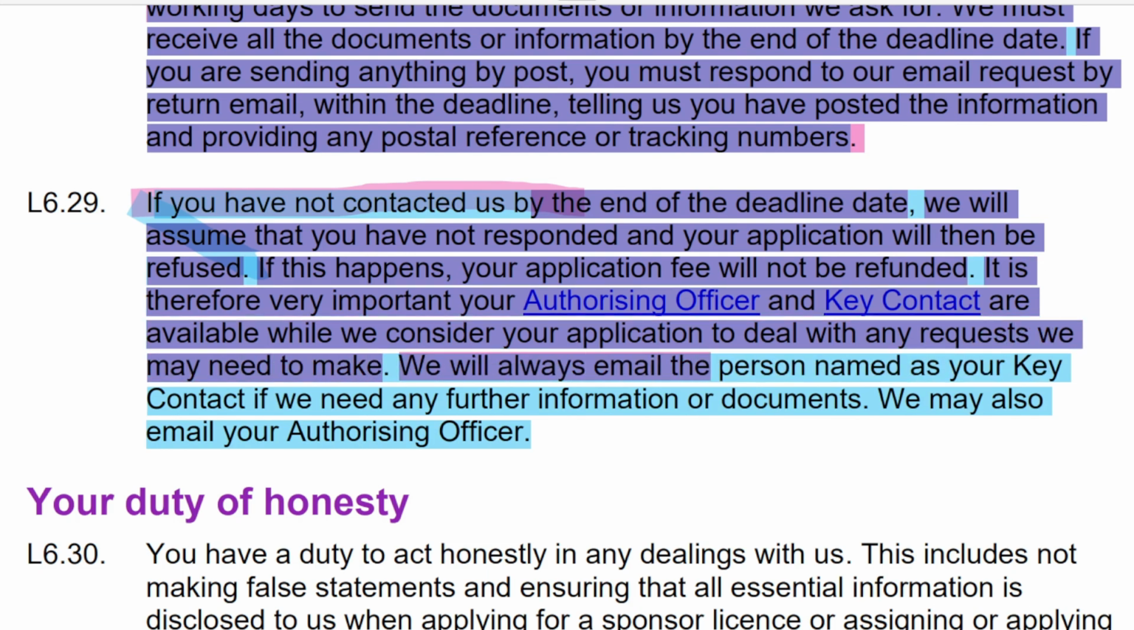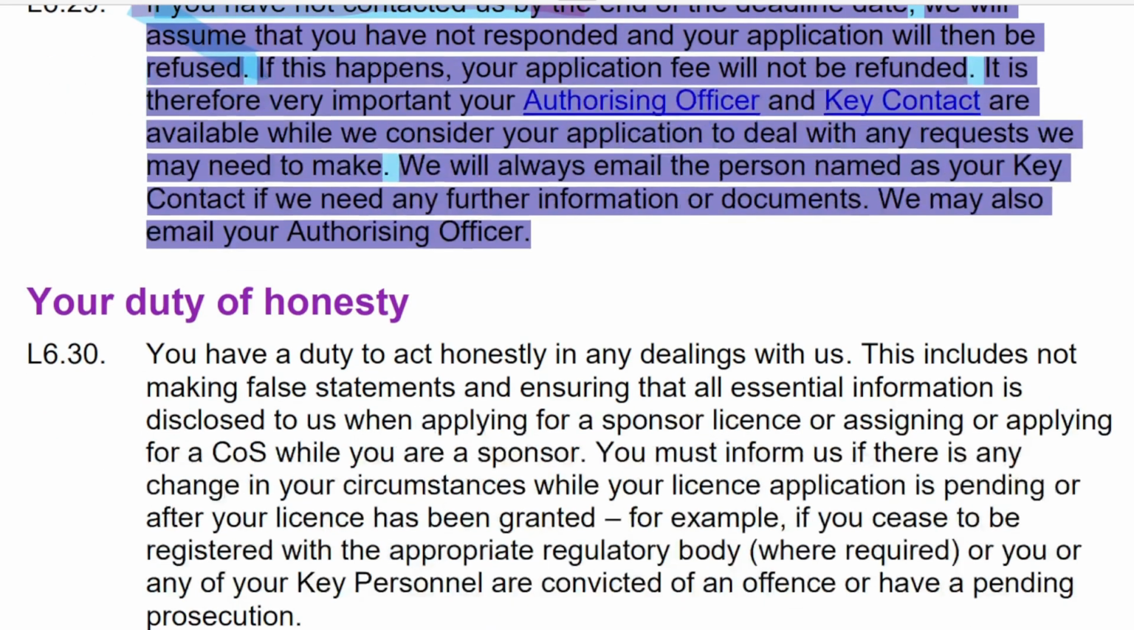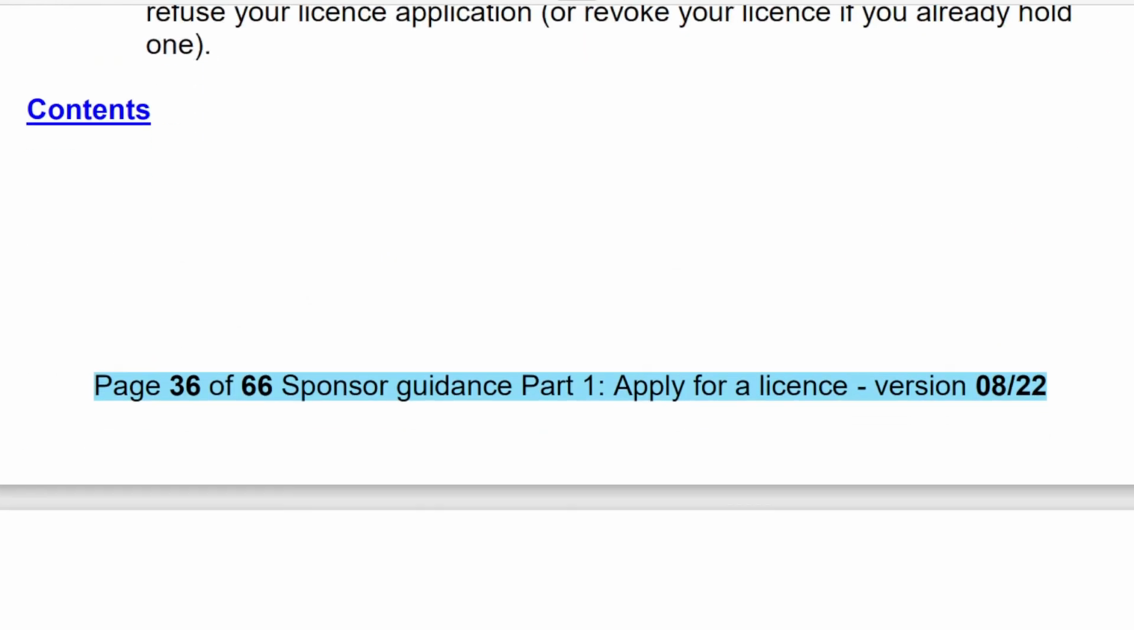We will always email the person named as your key contact. If we need any further information or documents, we may also email your authorising officer. So the key contact is very important. Make sure you provide the correct details so the Home Office can send you the email. Further, let's discuss your duty and honesty.